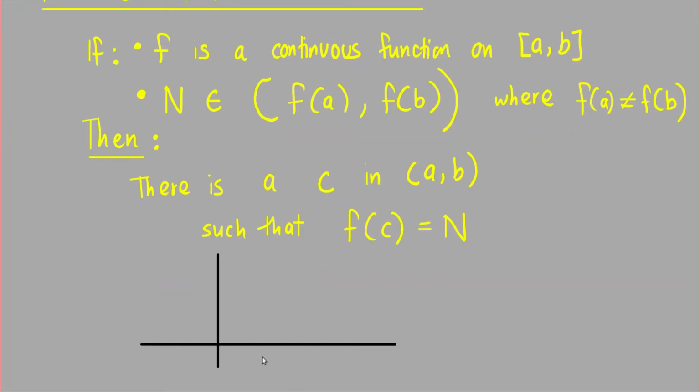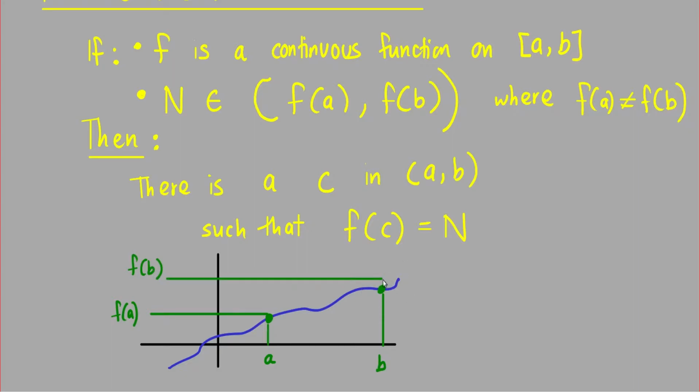Let's show what this means with a graph. So here I can just draw some continuous function f. It doesn't necessarily have to be increasing like this, but we have points a and b which have a corresponding f of a and f of b. Then we can choose an n that resides between those two evaluated endpoints, and IVT says that there is a c that corresponds to that n.